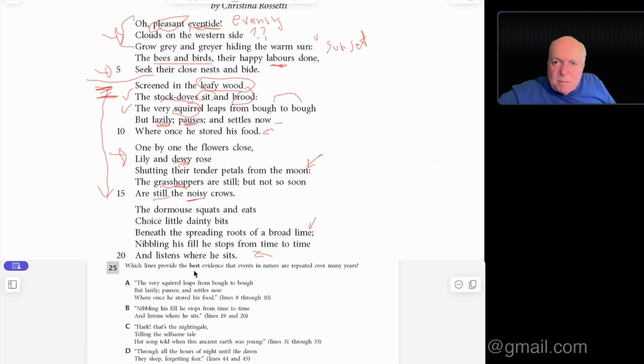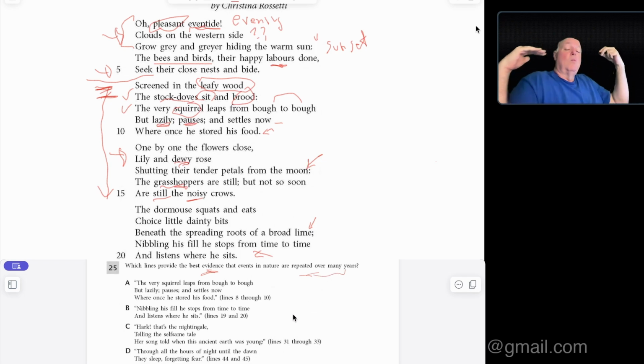Which line provides the best evidence that events in nature are repeated over many years? All right, so this is one of the things that poems often do: they deal with cyclical things like seasons, the circle of life. Parents have children, children have children, people will die off at some point, things like that.